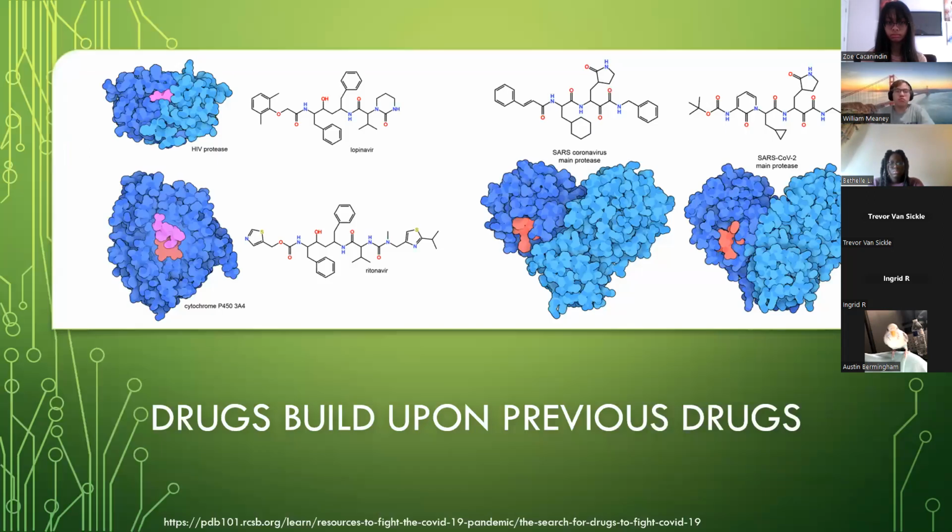Drugs build upon previous drugs. For example, you have an HIV protease here, and then you have a SARS-CoV-2 protease here. You can see how they are very, very similar in structure. This entire part here is almost the same as here, except you don't have an OH group, but you have an oxygen group, and then everything else is slightly different.